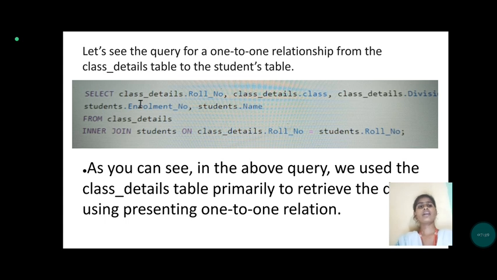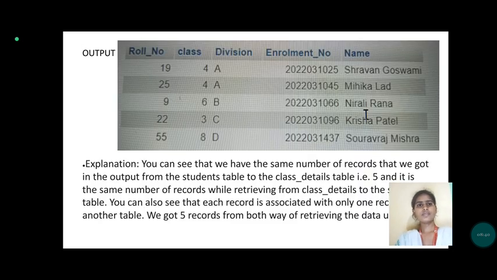Then next, let's see the query for a one-to-one relationship from the class details table to the student table. Select class details roll number, class details division, and the student enrollment number and student name from the class details, inner join student on class details roll number and the student's roll number. As we see in the above query, we use the class details table primarily to retrieve the data, representing a one-to-one relationship.